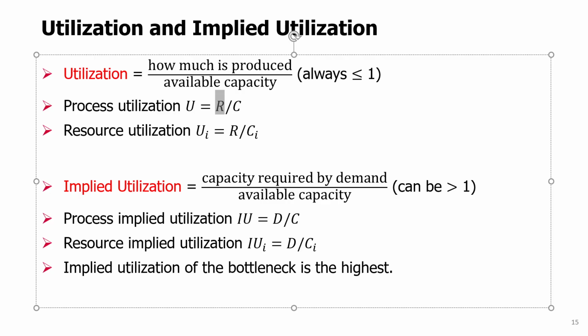Implied utilization, on the other hand, can be more than 1. Why? Because demand can be higher than the capacity. And if it is higher than 1, it tells us how much more capacity we require in order to satisfy the demand. Implied utilization of the bottleneck will be the highest among all resources.